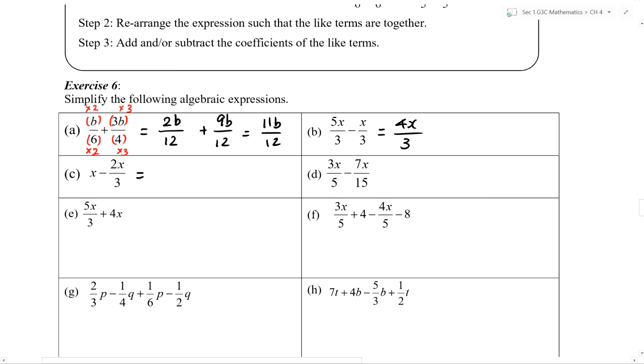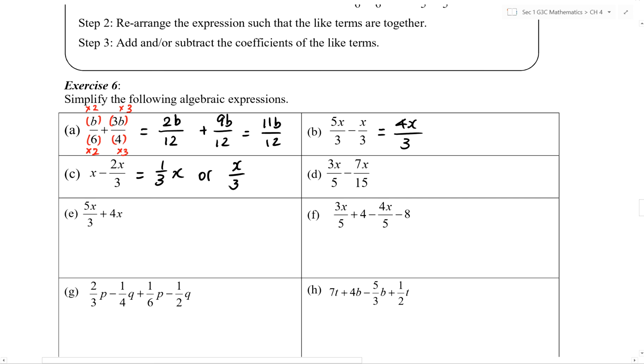What is the coefficient of the first x? What is the coefficient of the second x term? Is it 2 over 3 or negative 2 over 3? Negative 2 over 3. So you've got 1 apple minus 2/3 of an apple. What is the answer? 1/3 of an apple. 1 over 3 x. Or we can write it as x over 3.